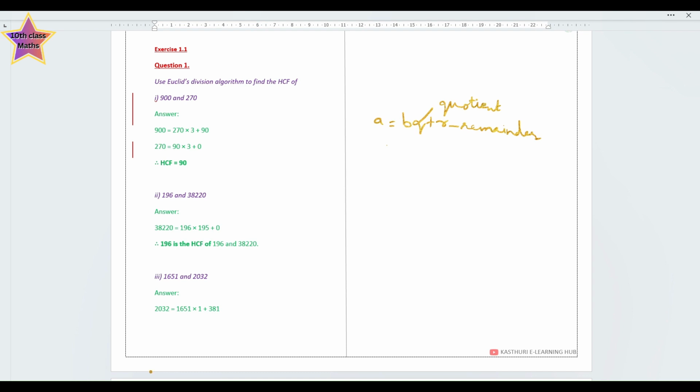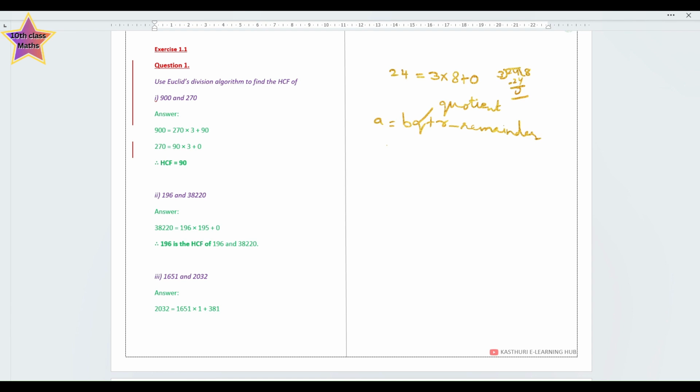Suppose there is a number, 24. If you divide 24 by 3, 3 eights are 24, remainder 0. So according to Euclid's lemma you write this as 3 into 8 plus 0. This is Euclid's lemma. This is how we go about it.